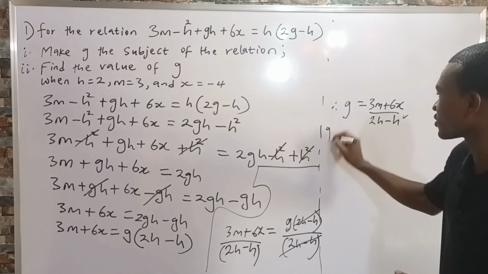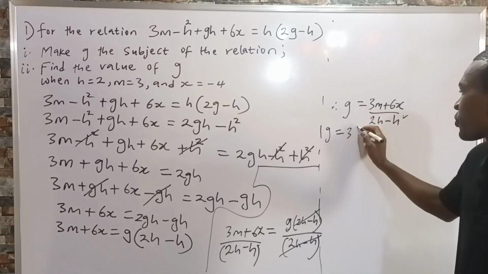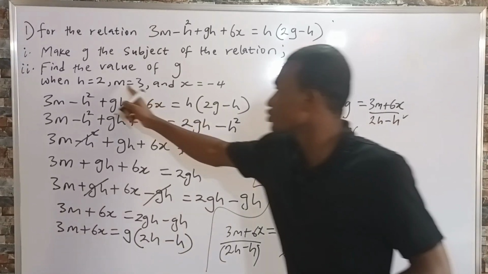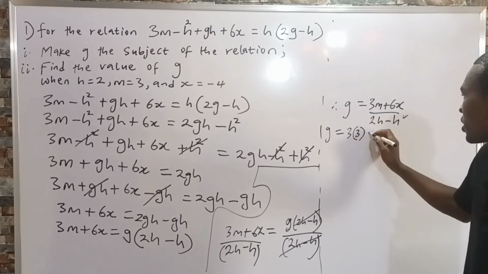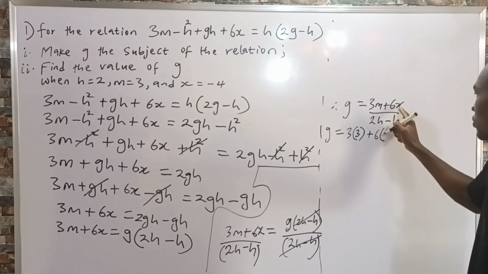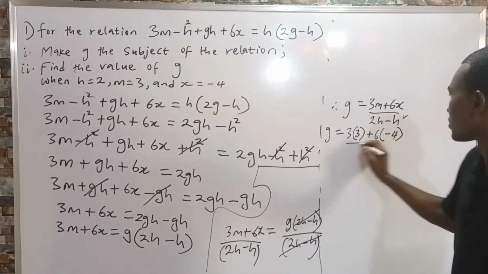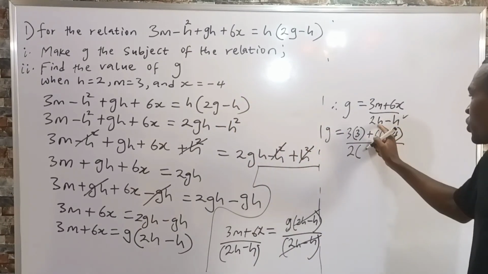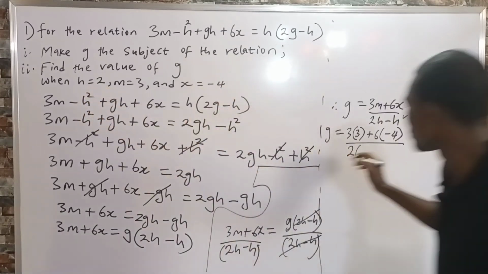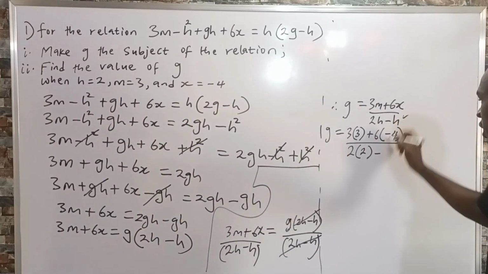So doing that, we now have that our g is equal to 3 in brackets. What is our m? Our m is given to be 3, so we replace m with 3, then plus 6 in brackets. What is x? We are given x to be -4, so we have -4. And that is all over 2 in brackets. What is our h? We are given h to be 2, so we replace it with 2, minus our h, which is still 2.